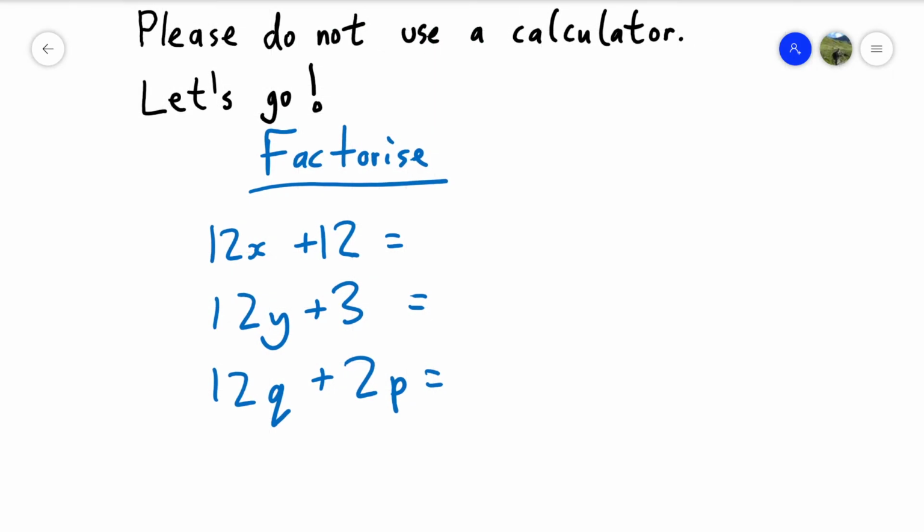There's going to be 3 sets of 3 questions. This is the first set of 3. Pause the video, have a go in your own time. I'm going to write out the answers.